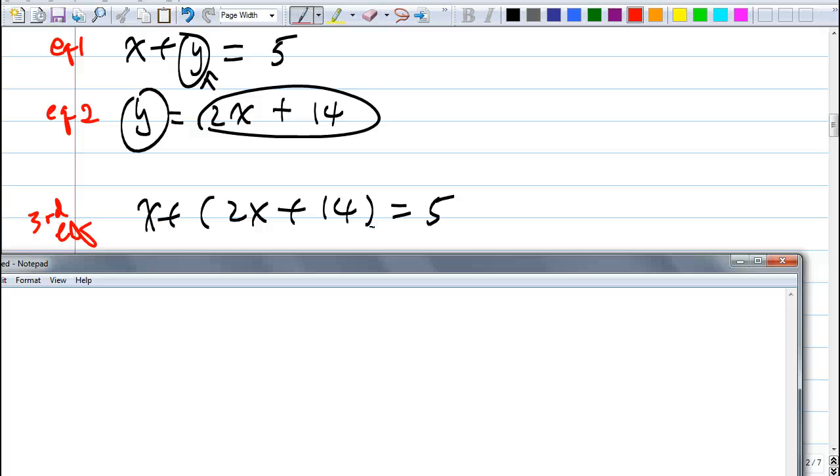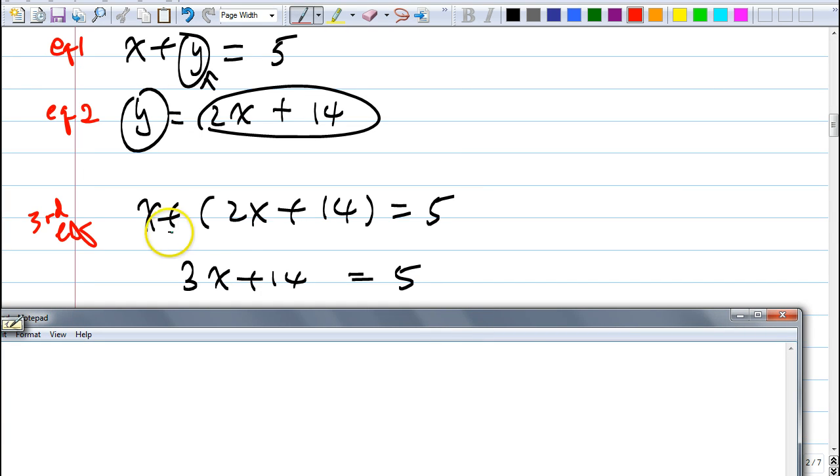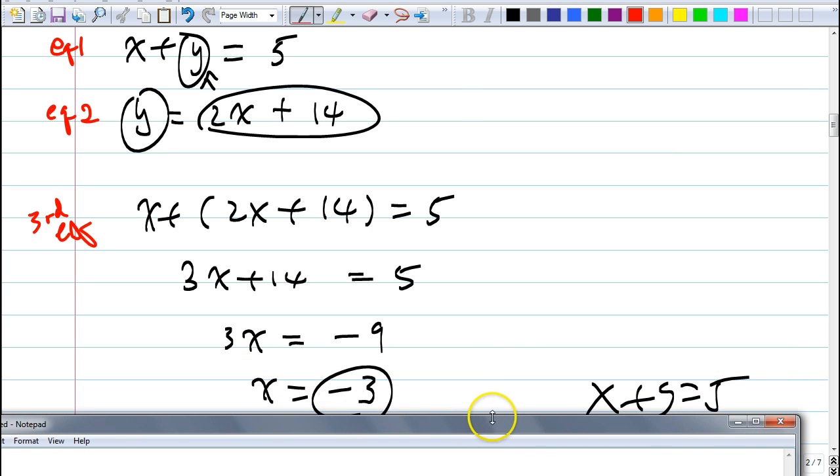X equals negative 3. How many people agree with Matthew? Okay. How many people have different answer? Okay. Matthew is correct. Because you could get rid of the parentheses, right? Because it's really 1 times this parentheses, right? So you get 3x plus 14 equals 5. Subtract 14 from both sides. You get x equals negative 3. Correct? Yeah. And of course, we're not done, are we?